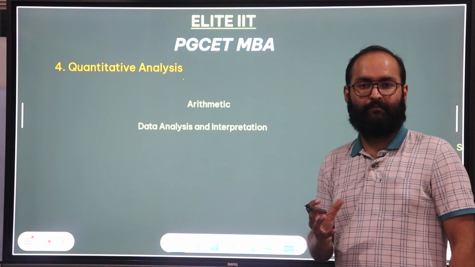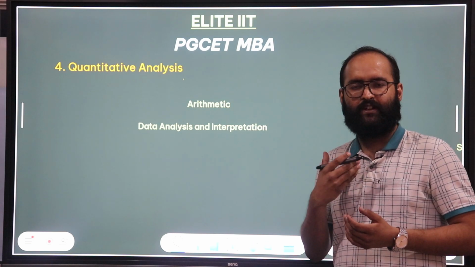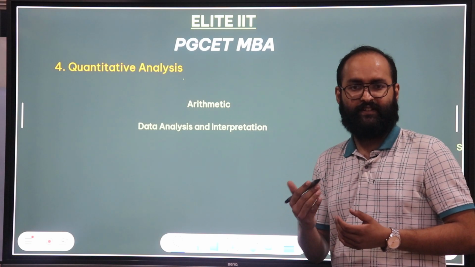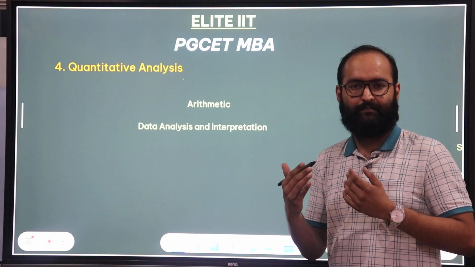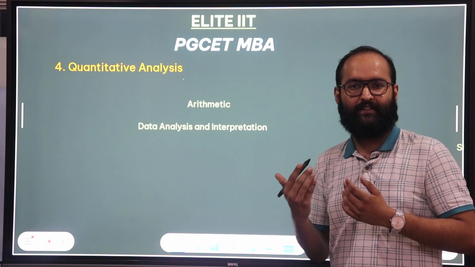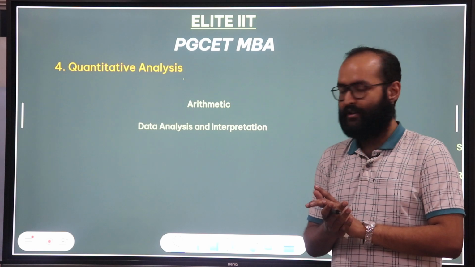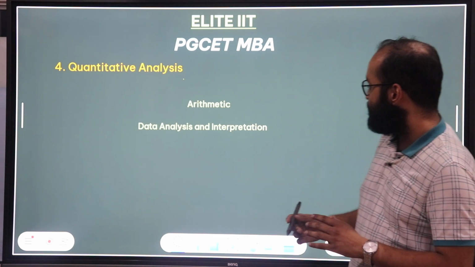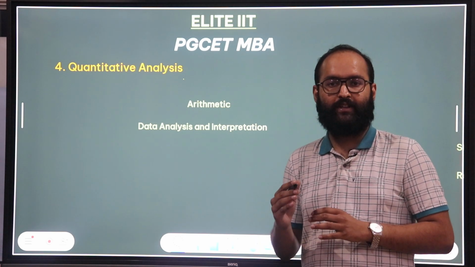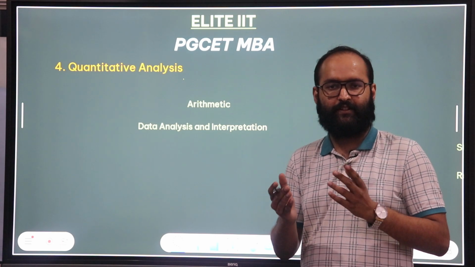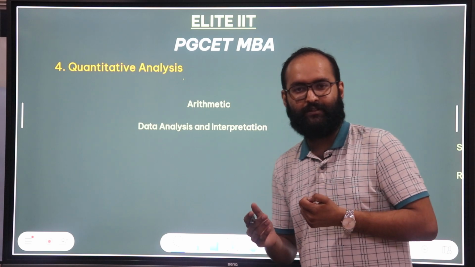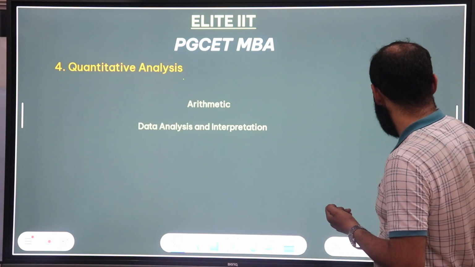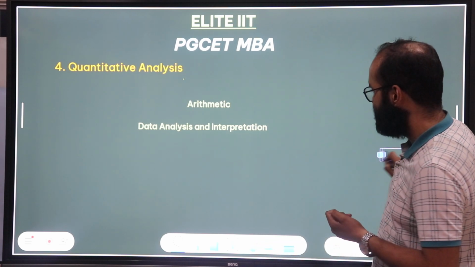And in PGCET MBA, they may even give you some other kind of data, some reasoning kind of data as well, something based on your basic logic, general common sense. They will give you some data, and based on that you will be given more than one question, say 2 or 3, asking you based on the given data, whether it be pie chart, table, this or that.